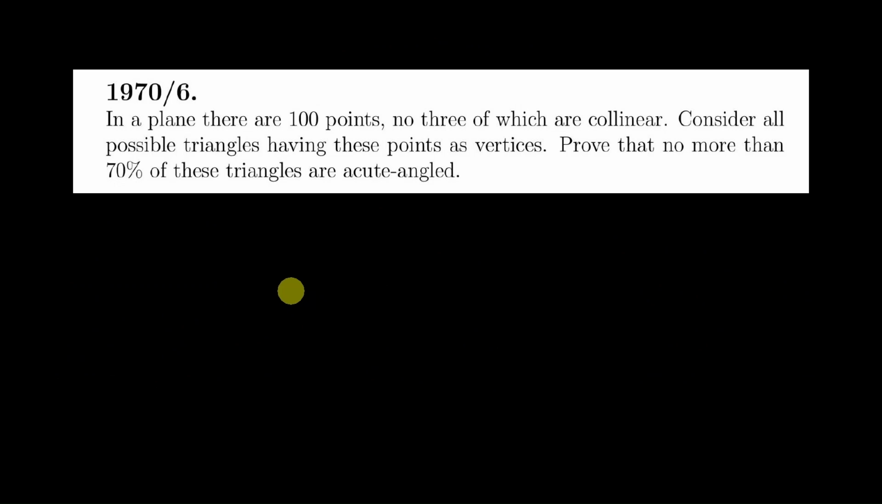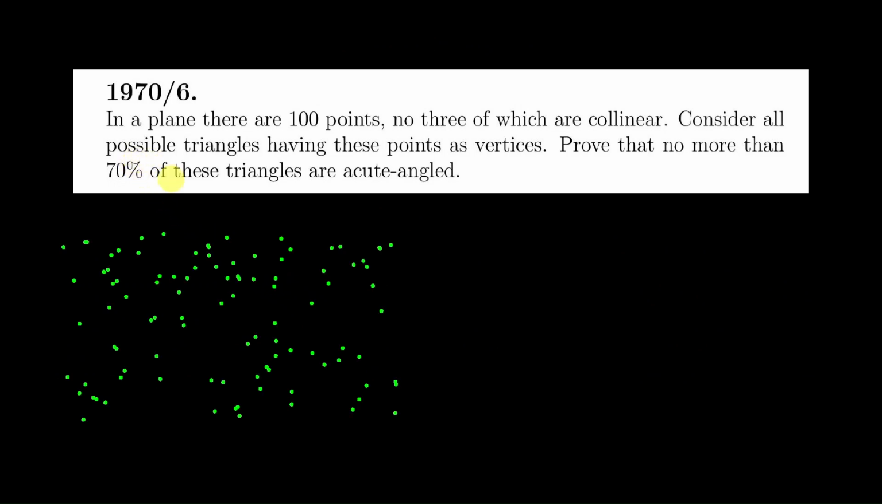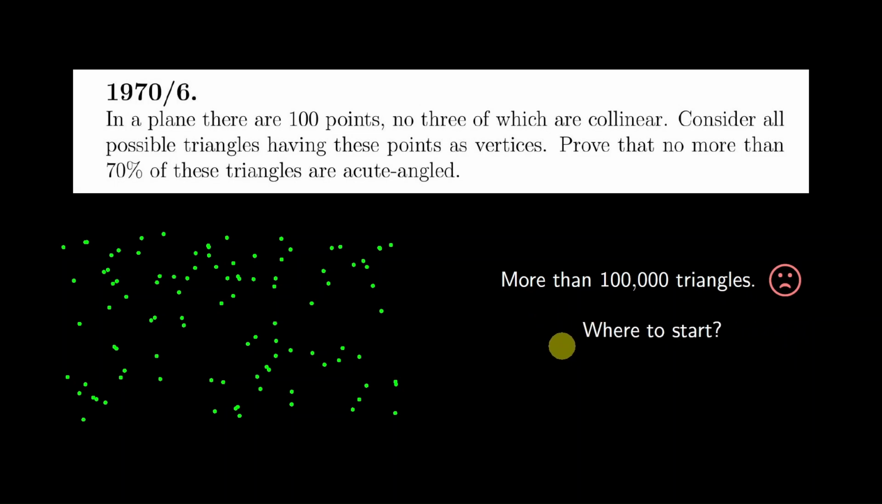Next, let's revisit the original problem. Here it is again. We have 100 points. We have to consider all triangles on these points. That's a lot of triangles. How does one even begin to tackle such a problem? Where's the starting point? As with many complex problems, it helps to start with a simpler case. What's the simplest non-trivial case of this problem? I would say 4 points instead of 100.